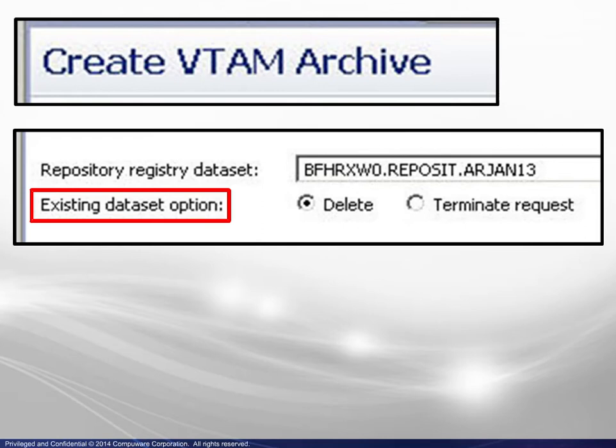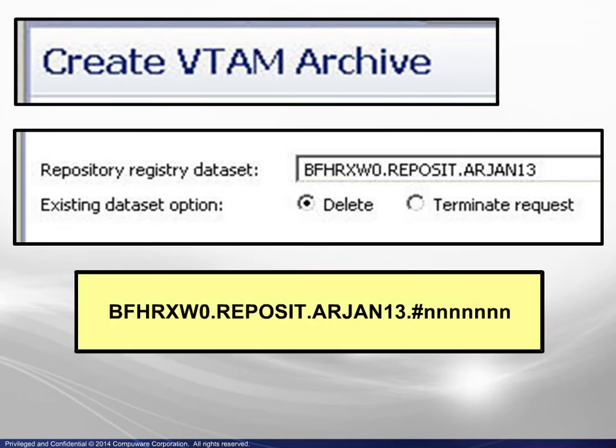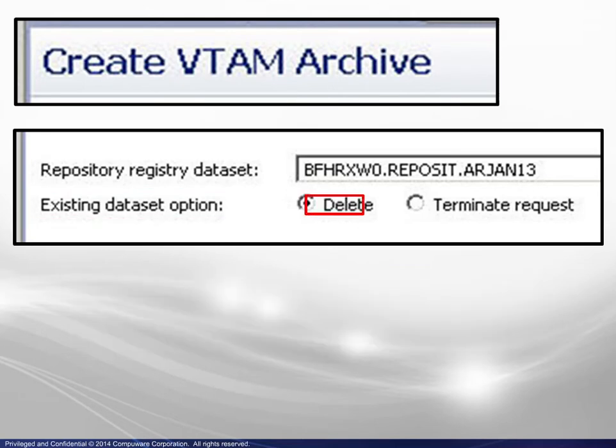Note the existing dataset option. An existing dataset would be one whose name coincidentally matches the pattern shown. Delete is the recommended option, and a new dataset would be allocated and the recording would continue. Terminate would stop the archive request and recording would end.